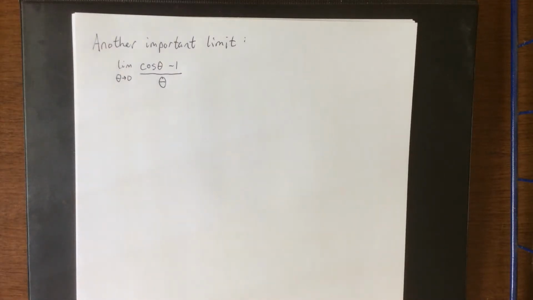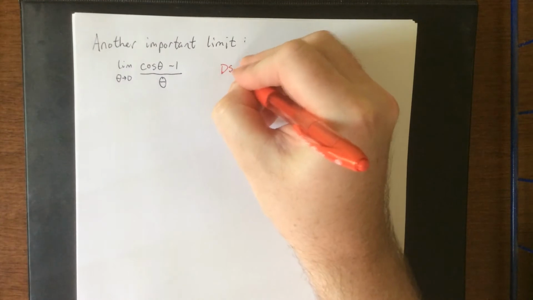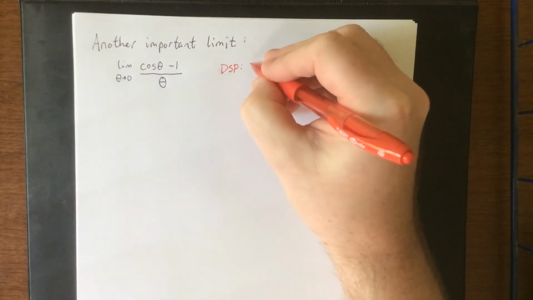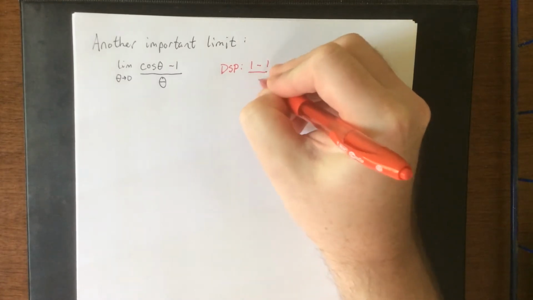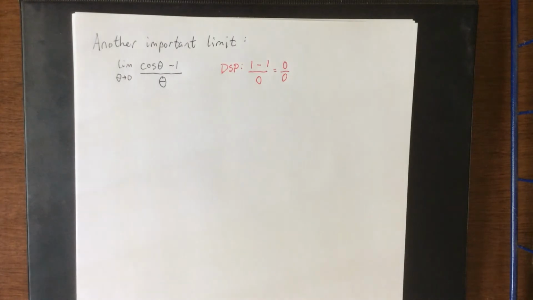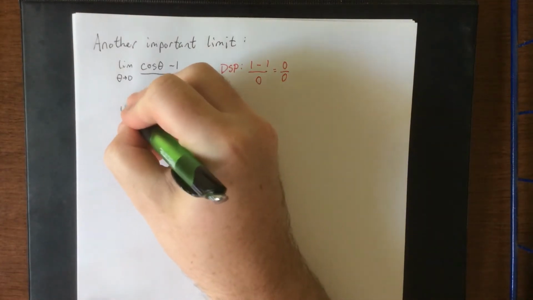So here we have another limit that shows up from time to time in the derivations of these trigonometric derivatives. It is the limit as theta goes to 0 of the cosine of theta minus 1 all over theta. You'll notice that if we attempt to use the direct substitution property with this, we'll get the cosine of 0, which is 1, minus 1 all over 0, which is 0 over 0, one of our indeterminate forms. As such, this means that we are going to need to perform some sort of manipulation with this.